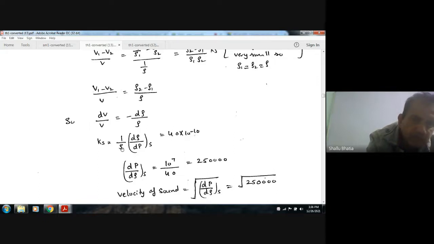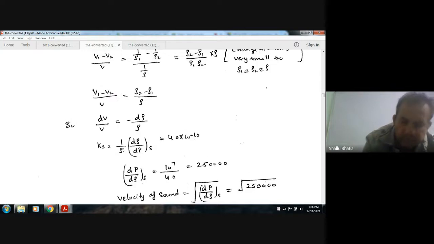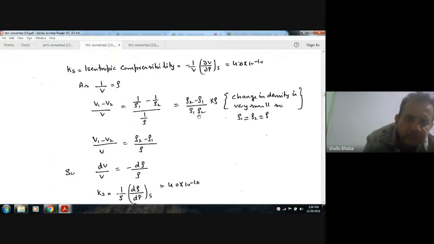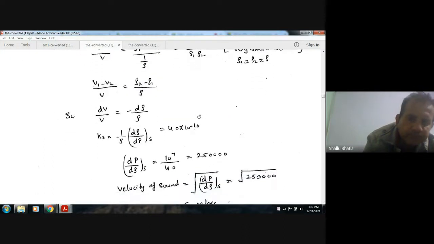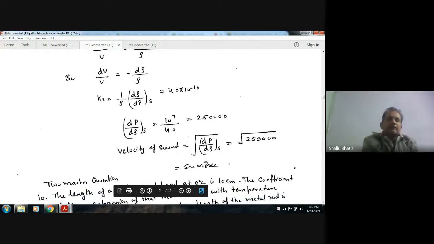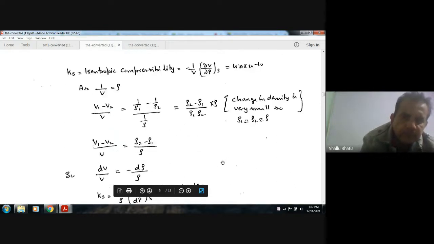And this rho is nothing but 1000, because it is approximately the same. So we are finding ∂P by ∂rho at constant entropy, and the velocity of sound, when an isentropic process is considered, is nothing but the root of this. So the answer will be 500 meters per second.